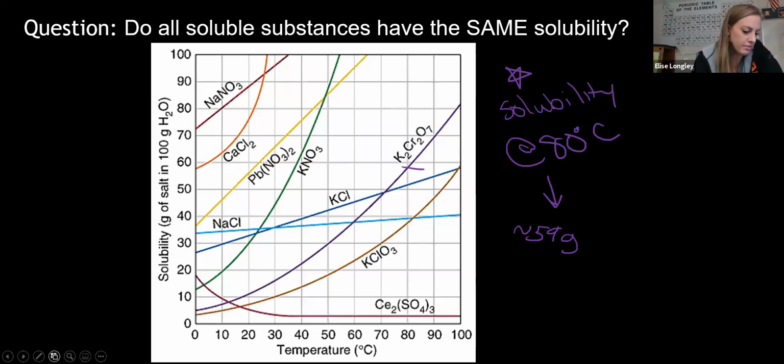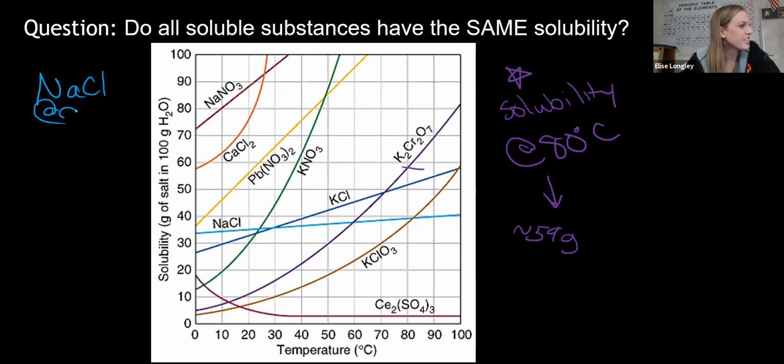Awesome. Next up, Sangeet. If I did sodium chloride at 90 degrees Celsius water, how much could dissolve? What's the solubility?